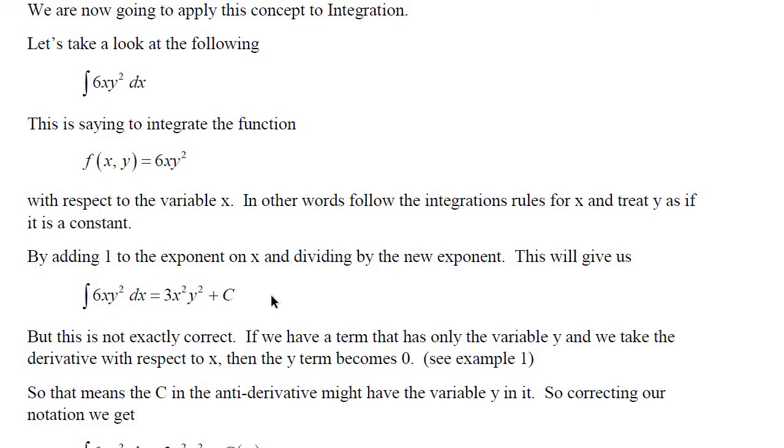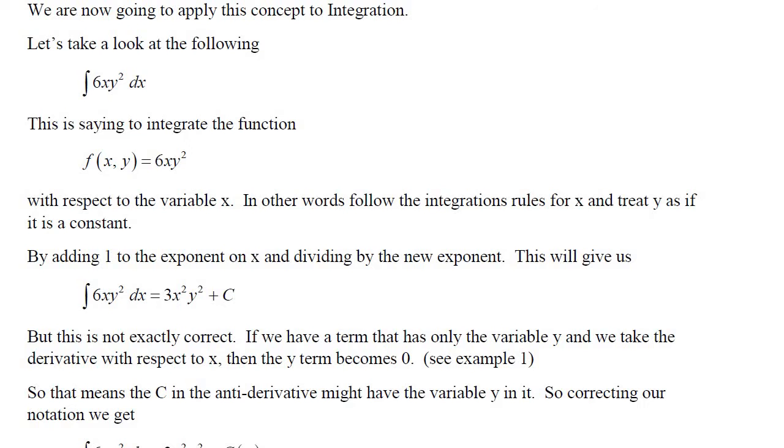If you remember from previous calculus courses, we had to do that plus c. But this is not exactly correct. If we have a term that has only the variable y in it and we take the derivative with respect to x, that term becomes 0. We saw that in example 1. So that means the c in this antiderivative might have the variable y in it.